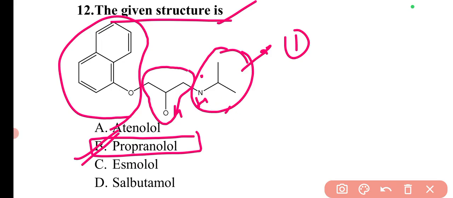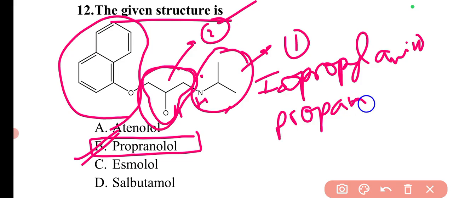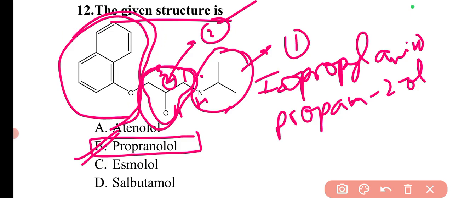This group is the isopropyl amino group. Then this particular group, the central one, the second group, is propane 2-ol. How? Because 1, 2 and 3, at the second position it is OH and there are 3 carbons, that's why it is propane. Then this remaining structure is naphthalene oxy. At the first position is the oxy group, so naphthalene 1-yloxy. So it has been divided into these three parts.